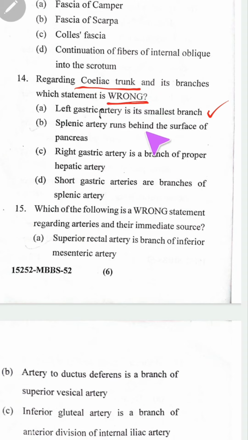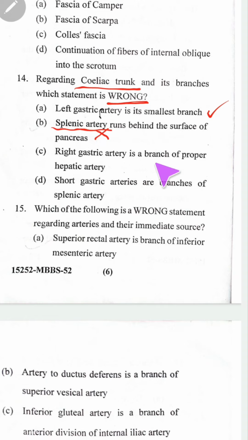Now, splenic artery runs behind... No, this is the wrong statement. Remember, splenic artery runs on the upper border of the pancreas. What runs behind the pancreas is the splenic vein, not the artery. And another point about the artery is that it has a tortuous course.